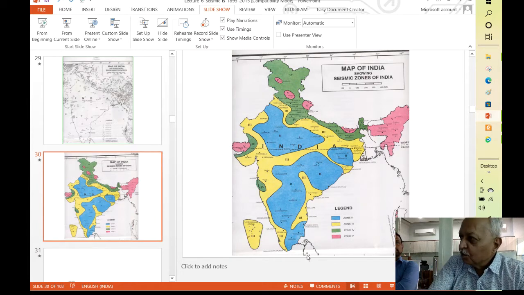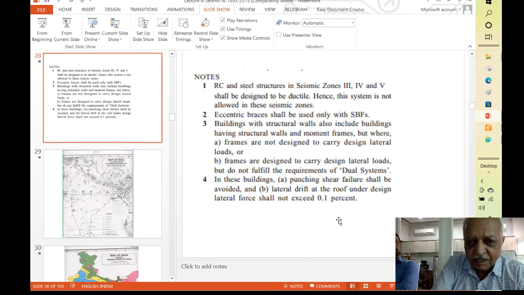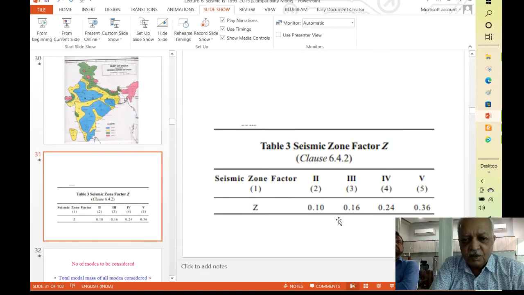So we have this zone map for India, with this red color which is zone 5. In southern India, as far as Bombay or Koyna is concerned, it is slightly higher, but otherwise for Bombay it is zone 3, and in southern India and a large area of Rajasthan and so on, it is zone 2, because not many earthquakes have occurred in history. So with all this, the code has given the zone and the associated zone factor Z.